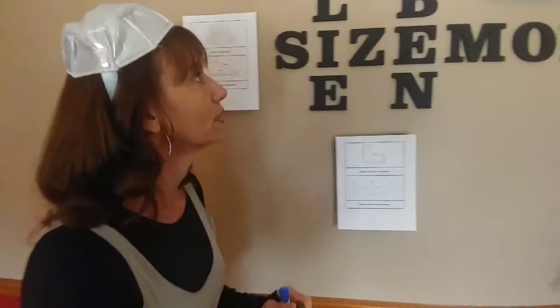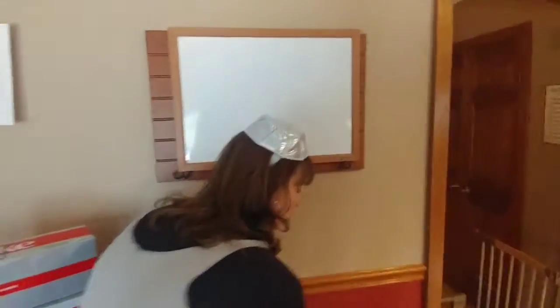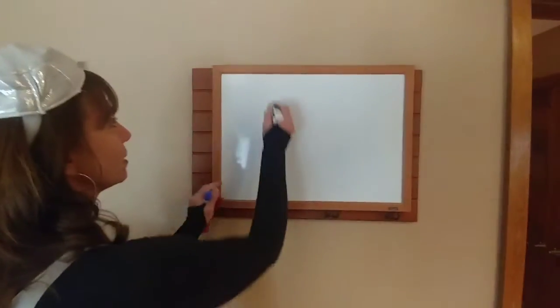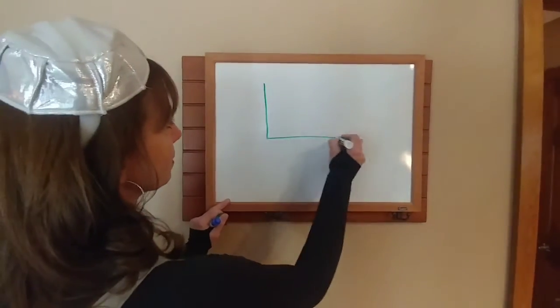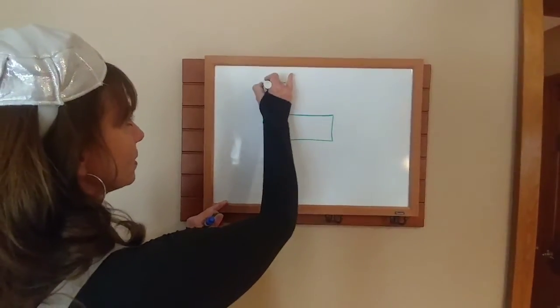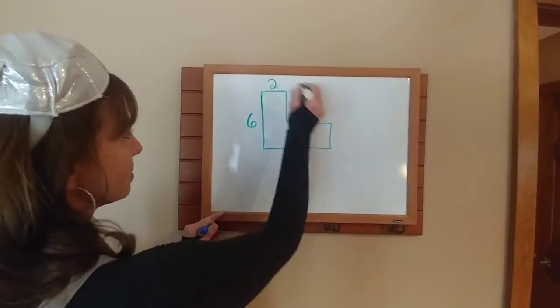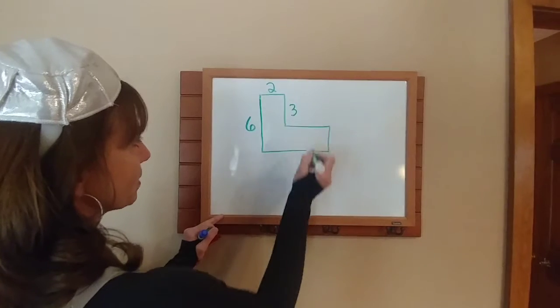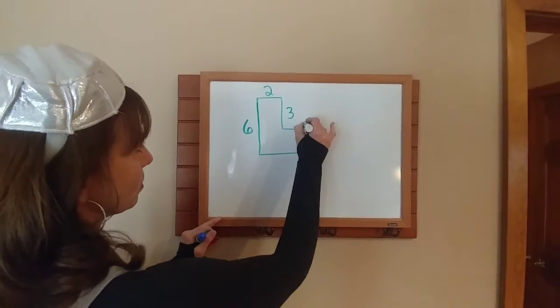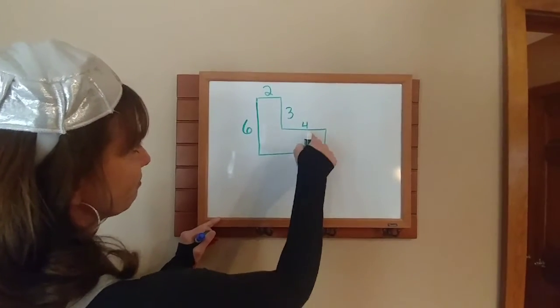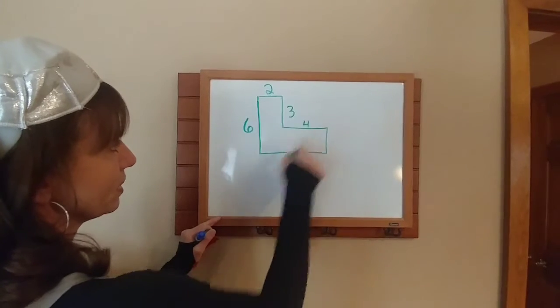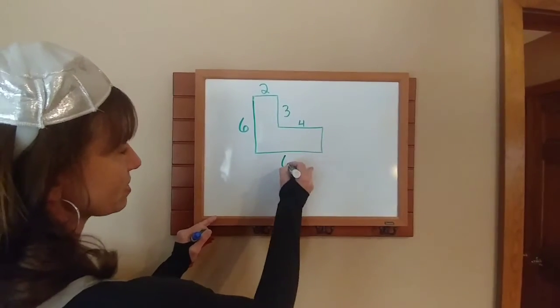And I'm going to show you one. So come back over here. The figure that I'm going to show you is a simple one, like this. I'm going to say that the total height is 6. That's 2. We'll call this 3. We'll call this 4. And then 4 and 2 together equals the length of the bottom, which is 6.